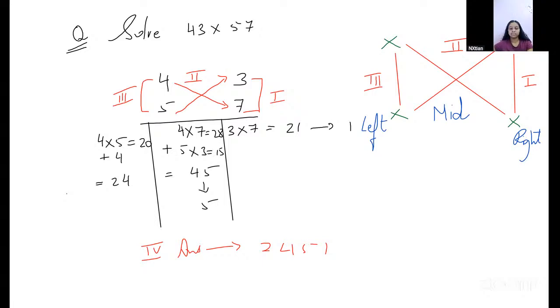Ma'am, so this is different. No, this is the same thing that we tried out in this question. Same sutra. Yes. First we multiplied 3 and 7. Then second step we cross multiplied 4 and 7 and 3 and 5, and we add them. Then move on to the third step, which is multiplying the numbers at the tens place. And then we put them together.